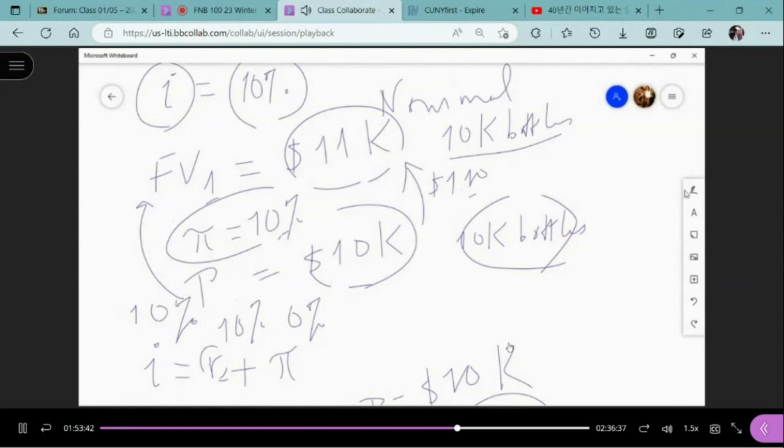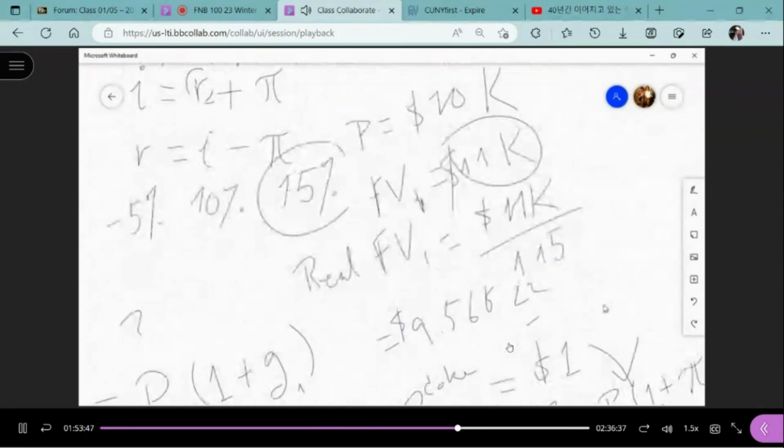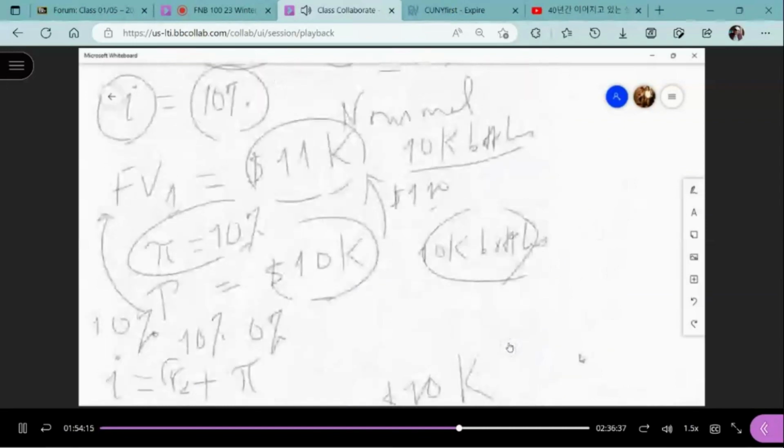And suppose inflation was even 15%. You have to pay back that's something. How could this be 11K when you divide 11K?